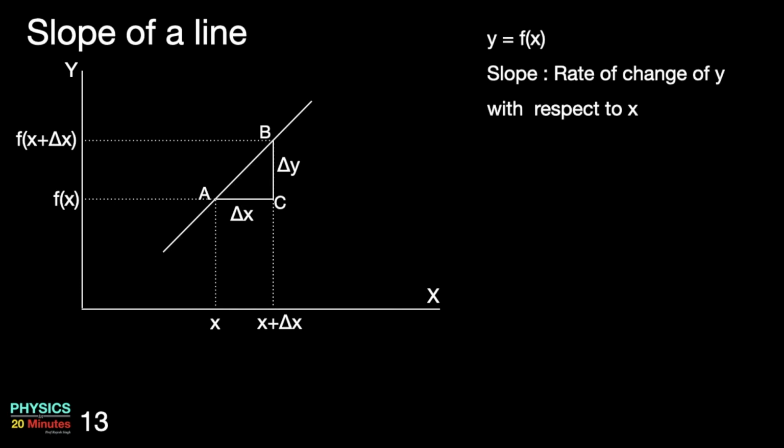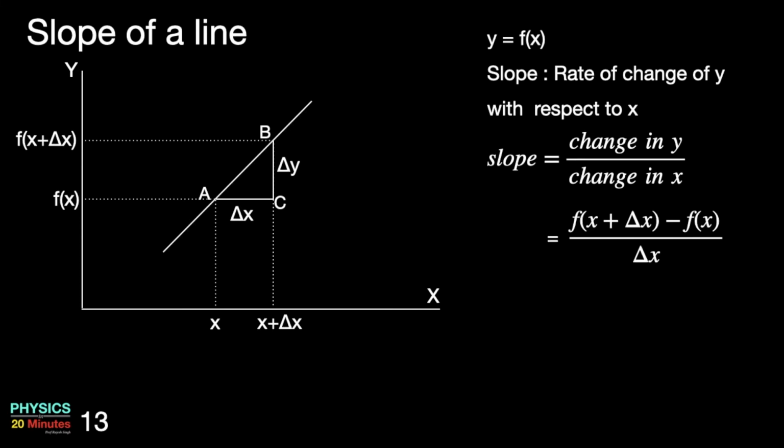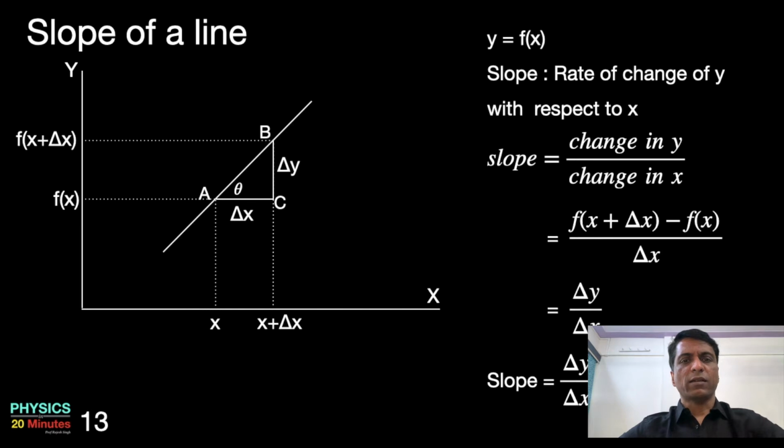The slope of the line is given as the rate of change of y with respect to x. Therefore, the slope is change in y upon change in x. Change in y is f of x plus delta x minus f of x, but the numerator from the diagram you can see can be written as delta y, so it will be delta y upon delta x. If theta is the angle between the straight line and the horizontal, then tan theta is side opposite upon adjacent, which is delta y upon delta x. A straight line has the same slope at all the points, so calculating slope is easy.